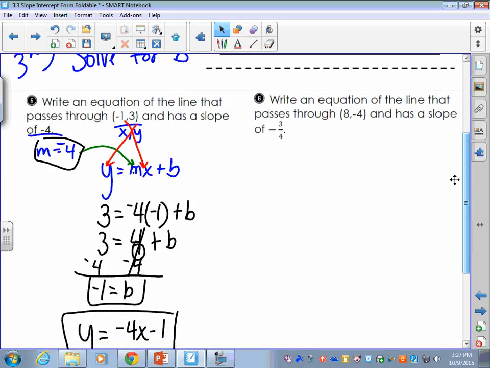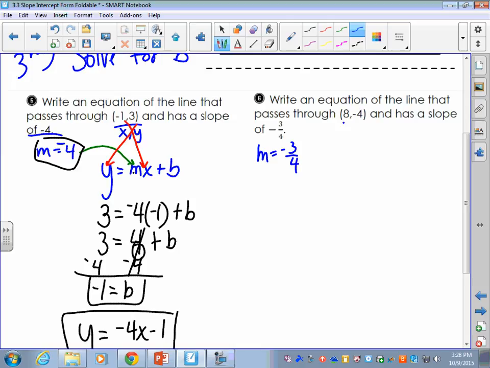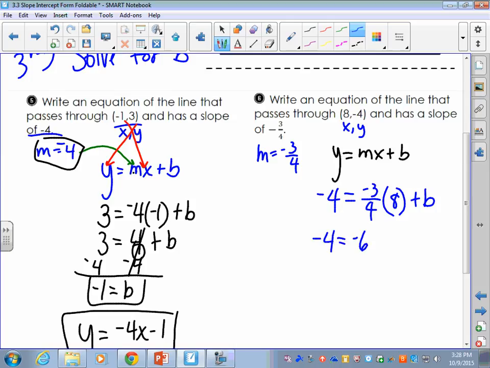So let's look at this next one. Here's our slope. Here's our points, x and y, the 8 and the -4. We're going to substitute it into our equation, y equals mx plus b. So instead of writing y, what value do I know I have for y? Negative 4. So we're going to have negative 4 equals, instead of the m, negative 3/4 times 8 plus b. Now we want to simplify. What's negative 3/4 times 8? Negative 6. So I get negative 4 equals negative 6 plus b.